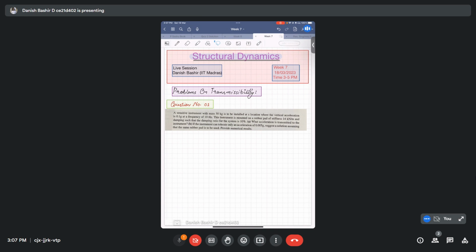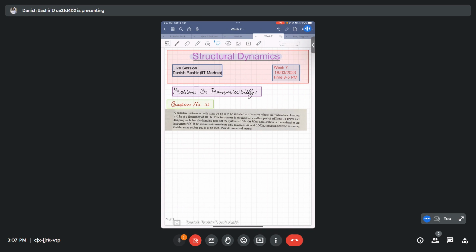For this, to suggest a solution, we have to play with the stiffness or the mass of the instrument, or the stiffness of the rubber pad, and we can keep our acceleration that will be transmitted within the level of 0.005 g. So in order to determine the transmissibility, we have to first determine the natural frequency of the system.